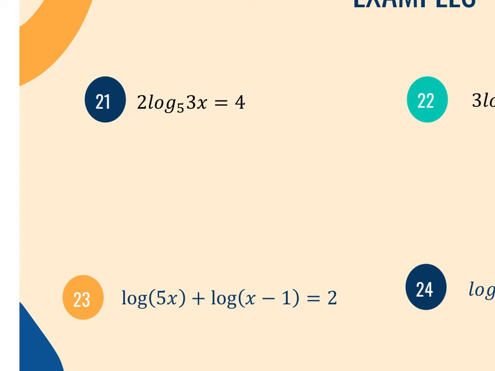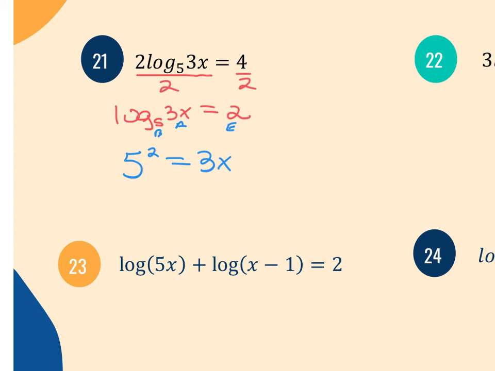Number 21. Again, I want to get just the log by itself, so I'm going to divide both sides by 2. So log base 5 of 3x equals 2. I cannot solve this the way it's written in log form. So now I'm going to put it into exponential. So again, if you want to do your matrix, this is the base, answer, exponent. So I'm going to be doing 5 squared equals 3x. 5 squared is 25 equals 3x. And then divide by 3. And x equals 25 over 3. And even if I plug that in, it still makes it positive. Doesn't give me a negative number.